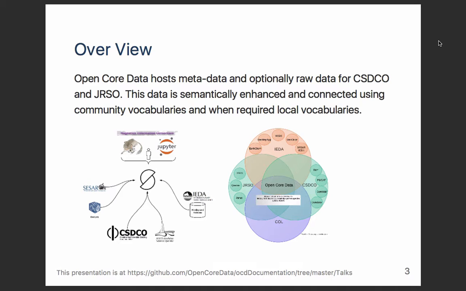So information is being generated at the facilities, and then Open Core Data is either working directly with that raw information or metadata for that information, and then trying to align it across the water line in this case, right, for the continental and ocean drilling communities, and then provide a common mechanism for access to that, both by humans and machines.